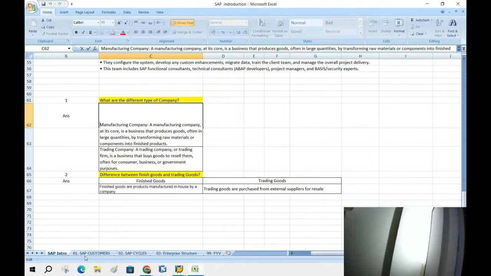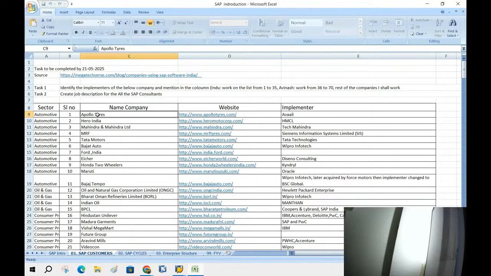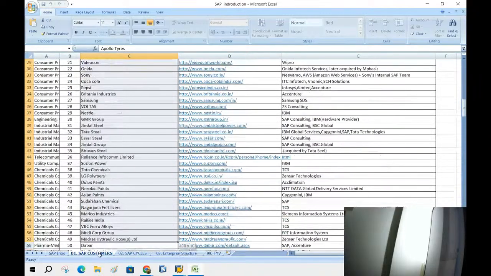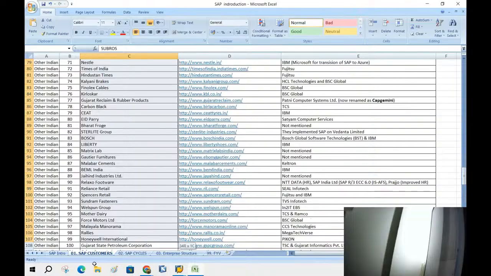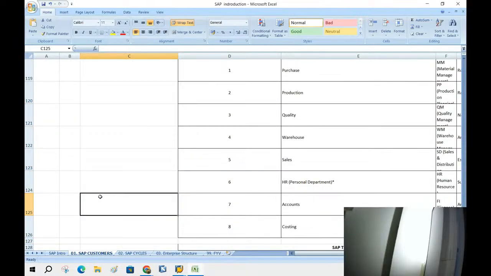Then in the Excel sheet, I have given all the companies which are using SAP in India. Okay, you can also Google which companies are using SAP in Kenya or different parts of the world. Clear?